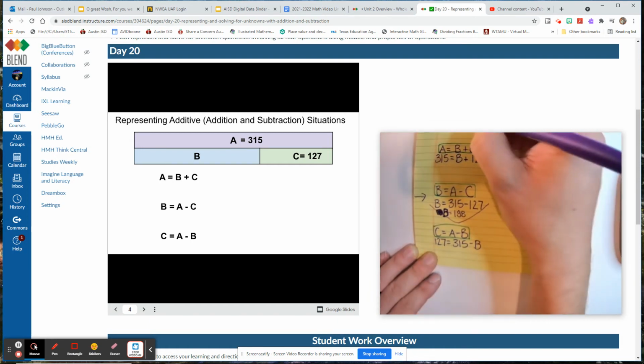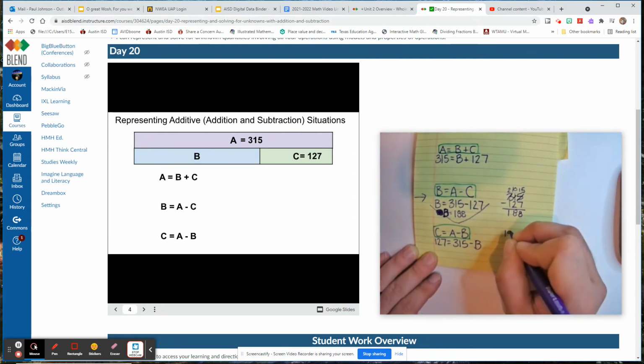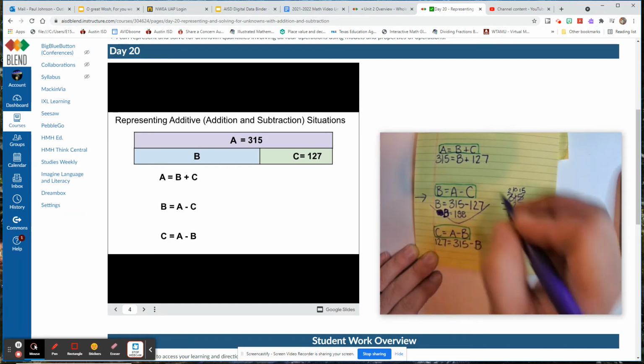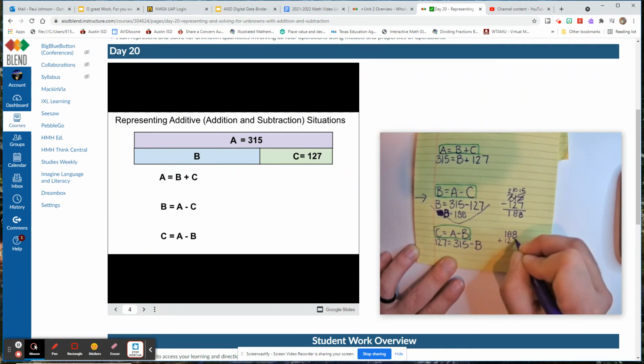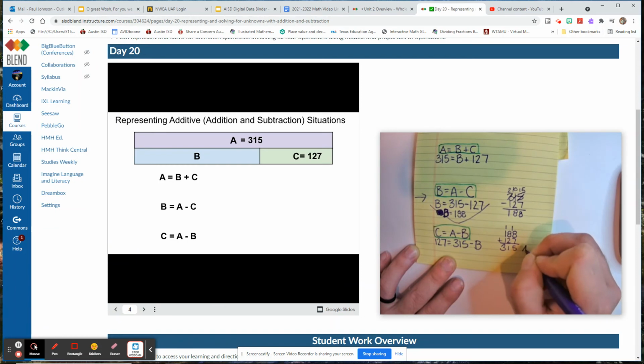So there we go. We know the answer is now B. And now we could also use some of the other formulas, like B plus C up here. B plus C equals A to check our work. If we add our B section and our C section, that should give us the same answer. So there we go. 315 is indeed our A section. C was definitely 127 and B was definitely 188.